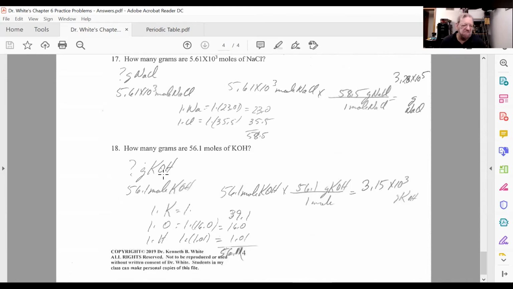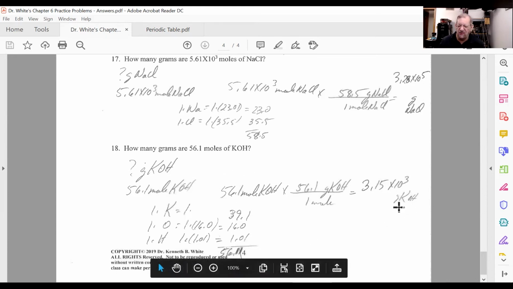18, 6 or 8 points. How many grams are 56.1 moles of KOH. KOH, potassium hydroxide, also an important chemical used in the United States. And therefore, what are we being asked to find? Grams of KOH. What are we given? How many moles of KOH do we have? And I start with the moles. What units do I want my answer in?